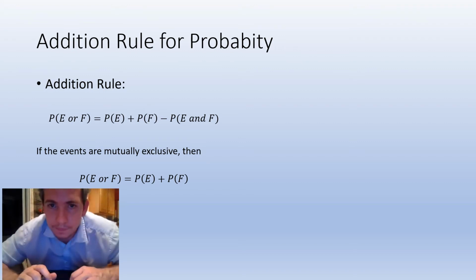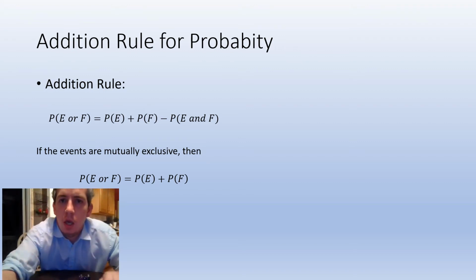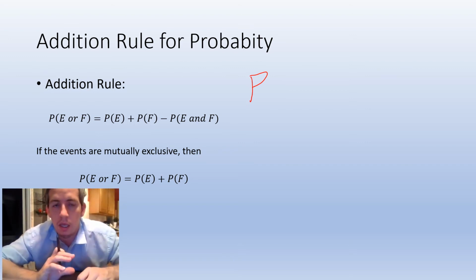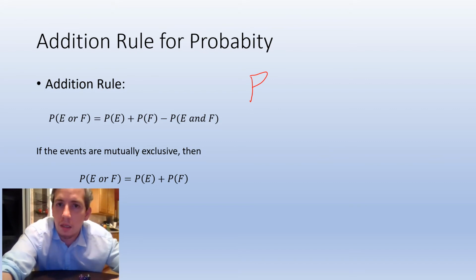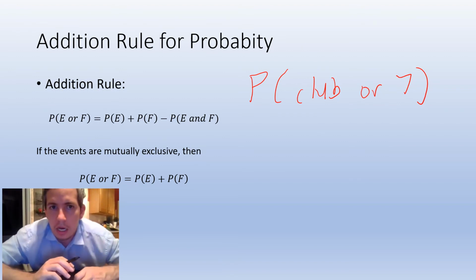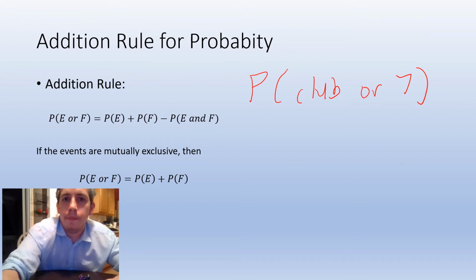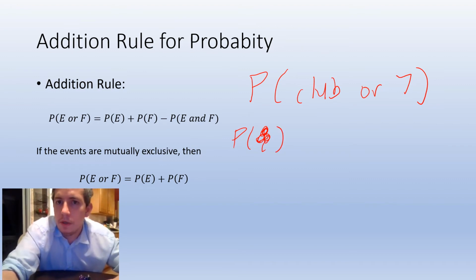So for example, I could say, what is the probability if I choose a card, so I got my 52 card deck, what is the probability that I get a club or a 7? Now the addition rule says I'm going to take the probability of getting a club. So maybe I'll draw a club. And I'm going to add it to the probability of getting a 7.